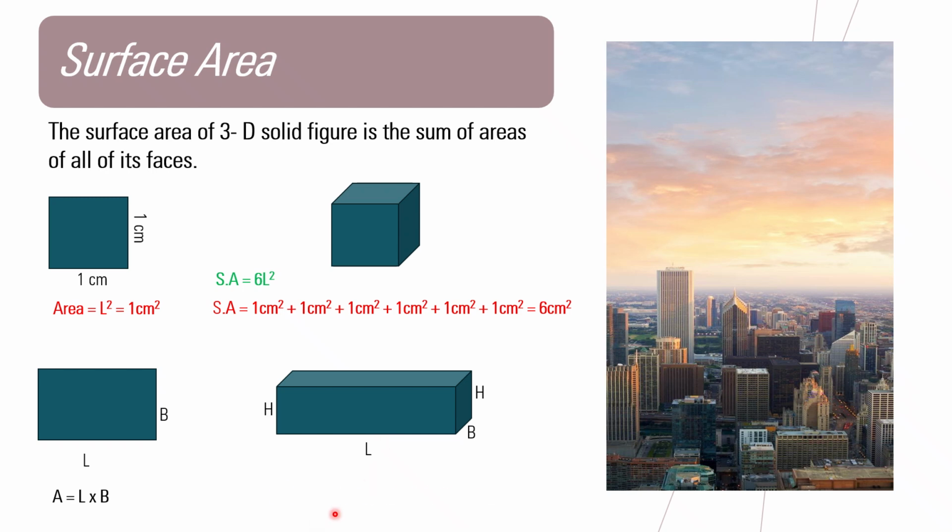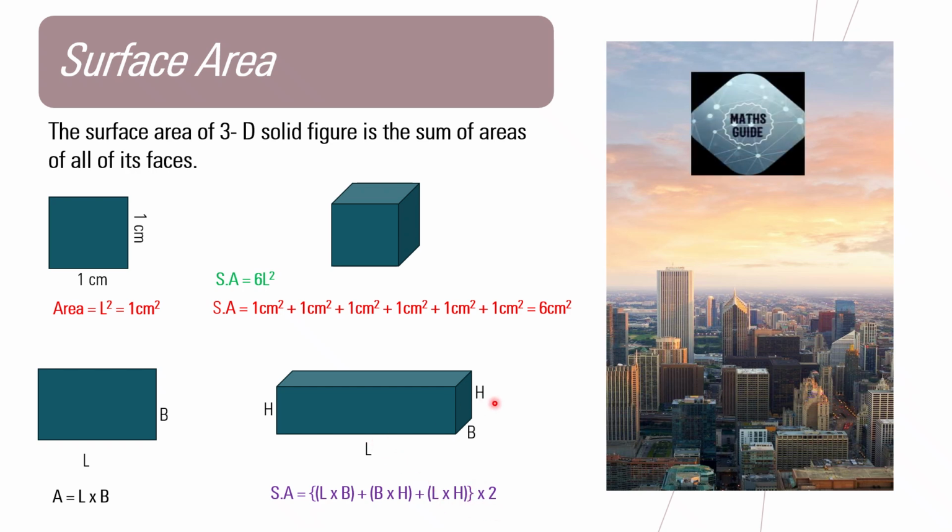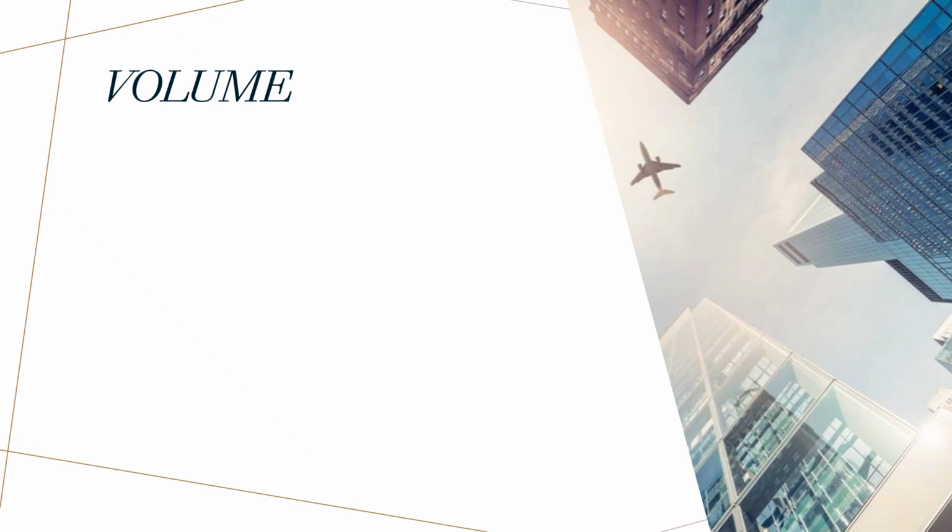So the formula we generate is length into breadth multiply by 2, breadth into height multiply by 2, and length into height multiply by 2. This is how we can find out the surface area of this cuboid. Surface area means the outer surface or the outer 6 sides of a cube and cuboid. But the volume means what is inside that total surface area.